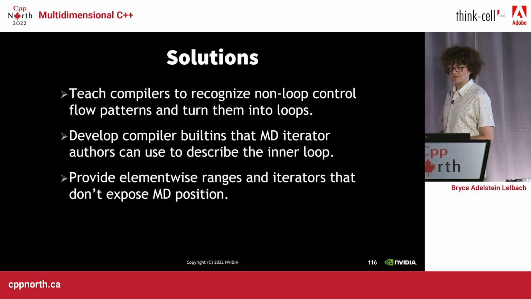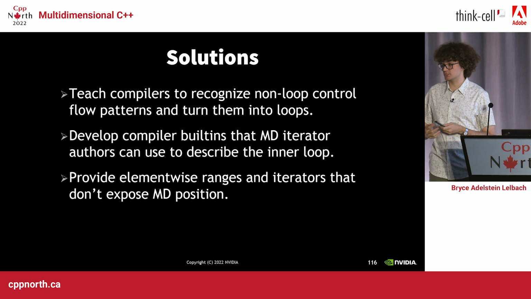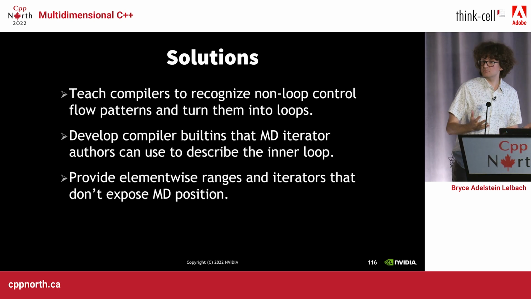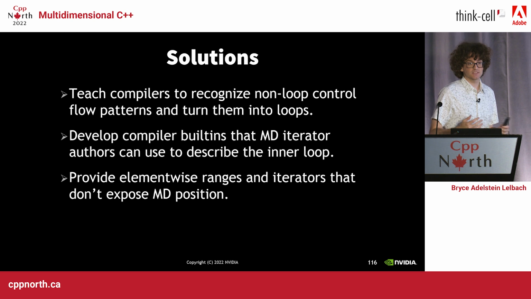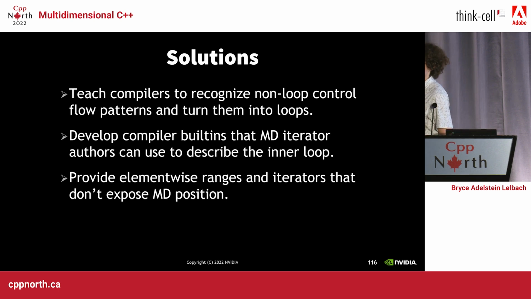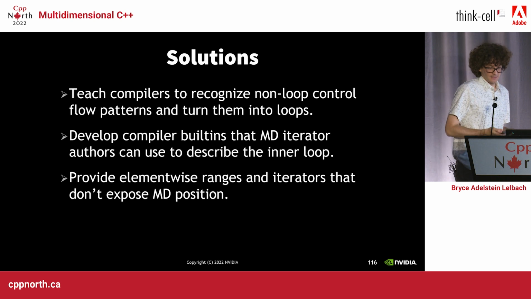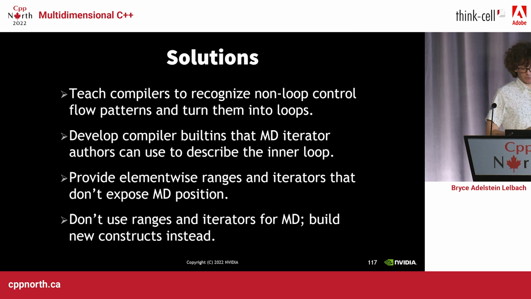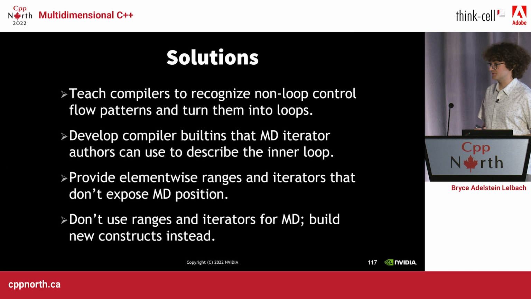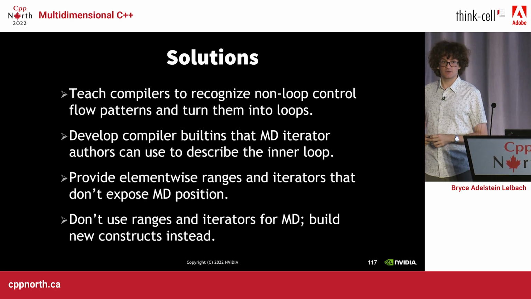We could also provide element-wise ranges and iterators that don't expose the multidimensional position. This has some use cases, like adding a scalar to every element or multiplying every element by a scalar. You want to do something element-wise, and you don't really care about the multidimensional position, and then you don't have any performance problems. And finally, we could not use ranges or iterators for multidimensional data structures. Maybe, in fact, we could build some new constructs instead.